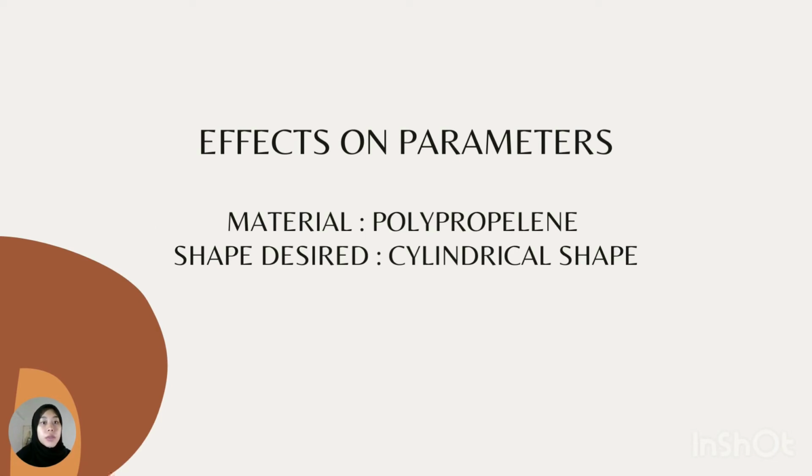Next, I will also be explaining the effects on parameters for the syringe barrel. Effects on the chosen material, which is polypropylene: polypropylene is latex-free and contains no rubber or silicone, so it is safe for medical use. Next is the shape desired. A syringe is a cylindrical shape because it works in atmospheric pressure physically.